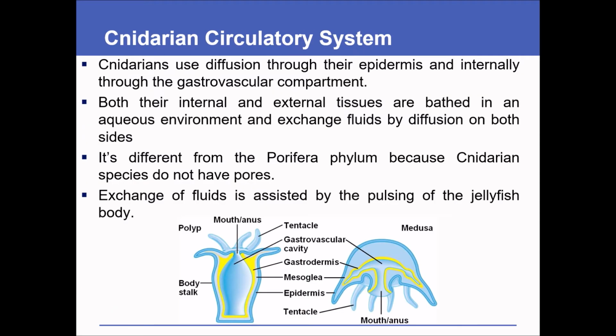Then something similar happens with cnidarians. Cnidarians, remember, where we have jellyfish, hydra, anemones, or corals, do something similar. They do diffusion through their epidermis. As you can see, epidermis right here. It is one of the layers, basically the first layer of the skin. So they do diffusion through this type of tissue. They don't have a circulatory system yet, but that's how they do it.